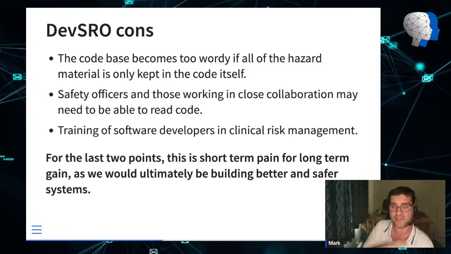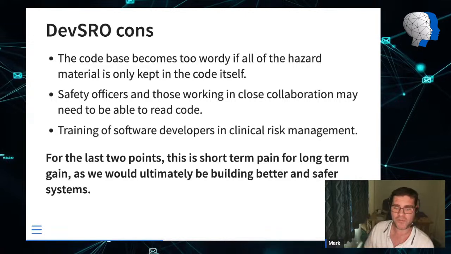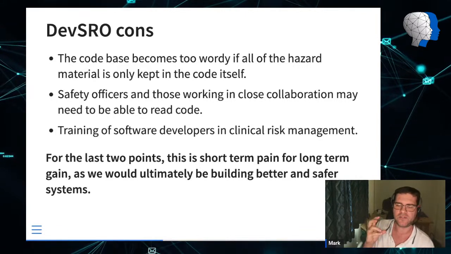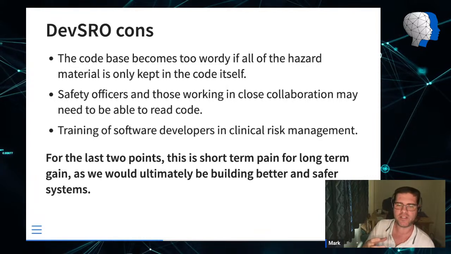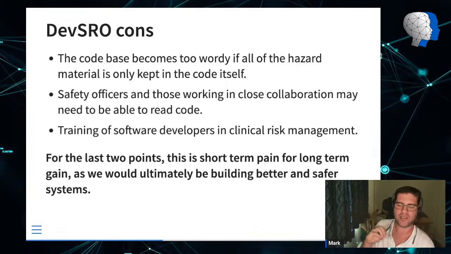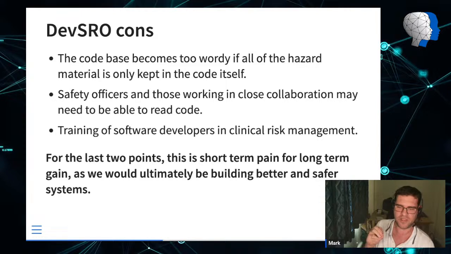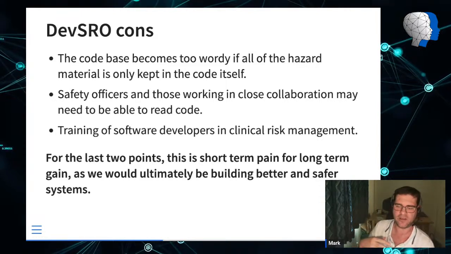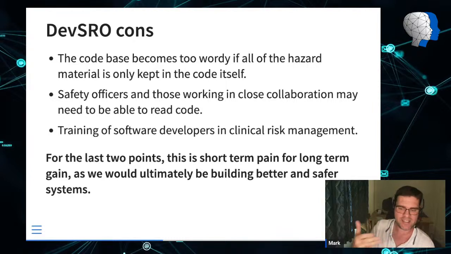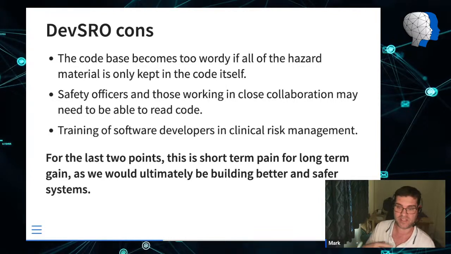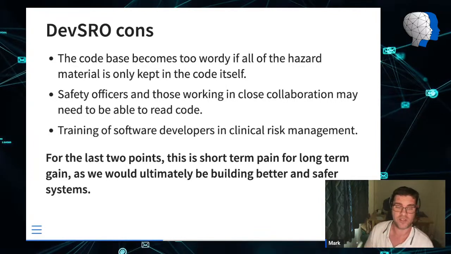Now, of course, for every pro, there's a con. The code base, I feel, with the current layout, as set out by Joe in his dissertation, can become quite wordy if you put everything related to your hazards, the logging, the mitigations within the code itself. Code can already be quite lengthy to read without comments, so adding these hazards in there with extra details, or too many details, can make it quite difficult to read, look at, and so on.